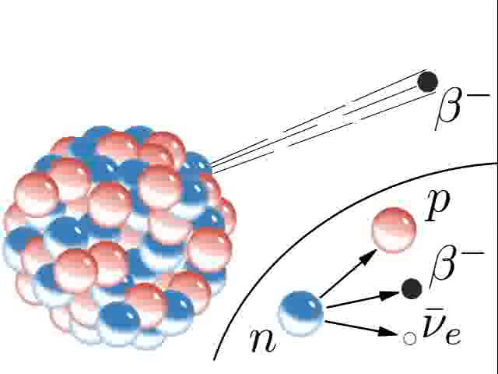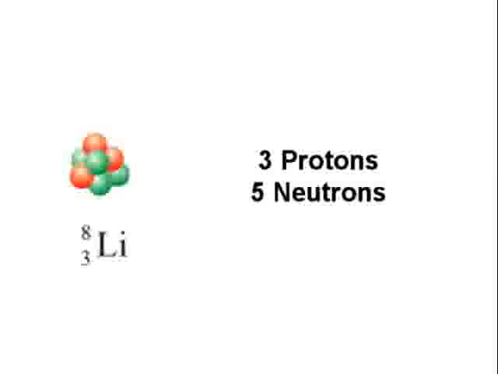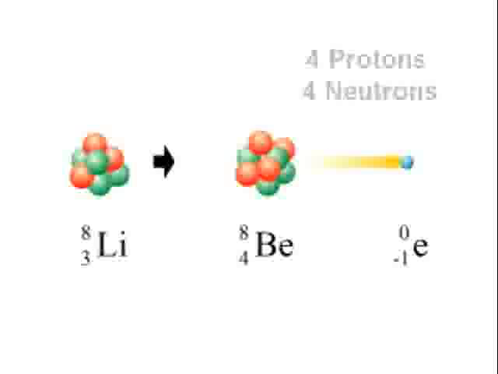Beta particle decay occurs when a neutron in the nucleus of an atom decays into a proton, releasing a beta particle. Here you can see lithium-8 with 3 protons and 5 neutrons decaying into beryllium-8 with 4 protons and 4 neutrons.